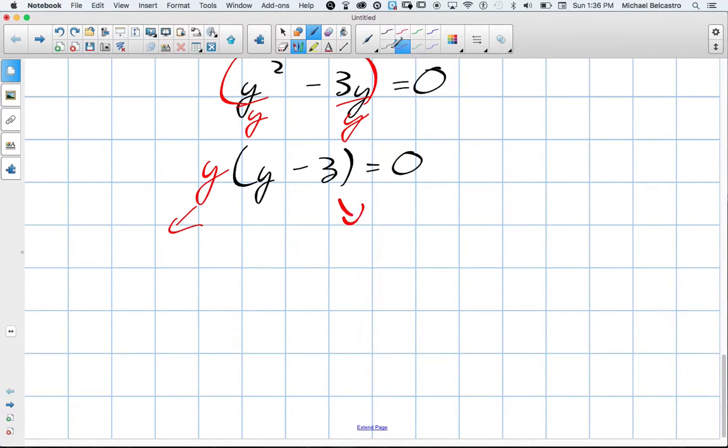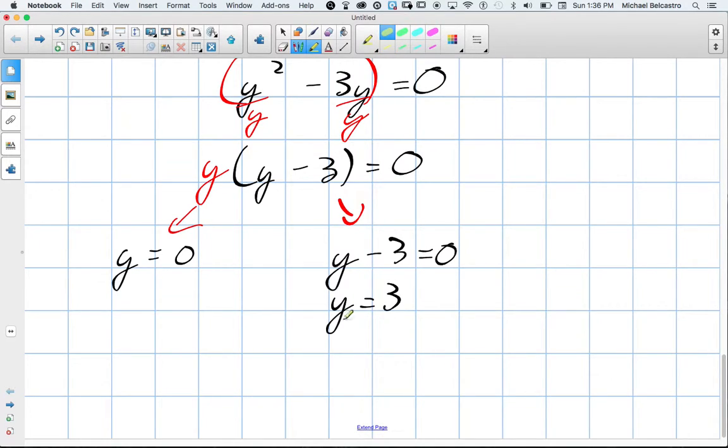So we set y equal to 0, so we found one of them. And the other one is y minus 3 equals 0. When we move negative 3 to the other side, y equals 3. So we have two answers here: y is equal to 3, and y is equal to 0.